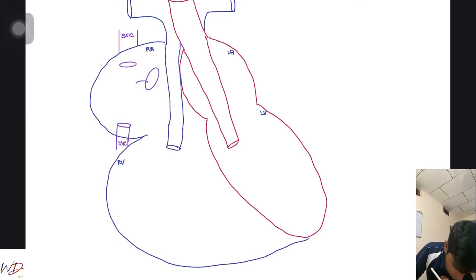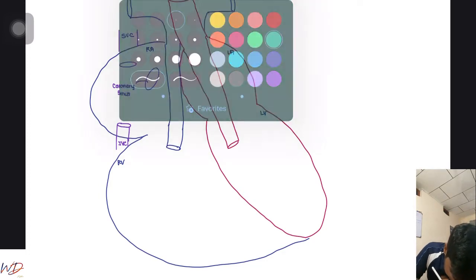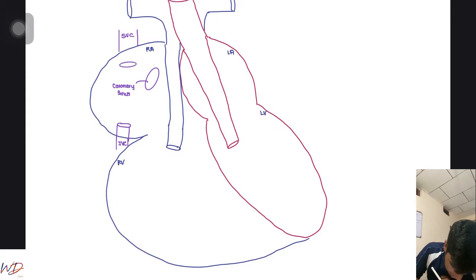And we have something called the coronary sinus. This moon here. This is called the coronary sinus. This is the venous drainage of the heart itself.